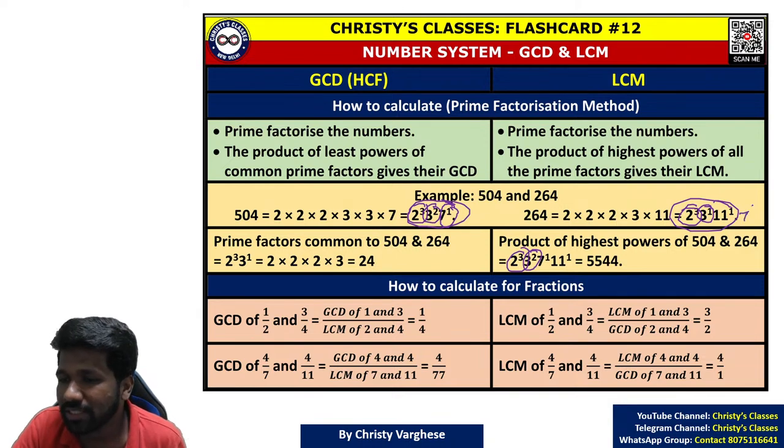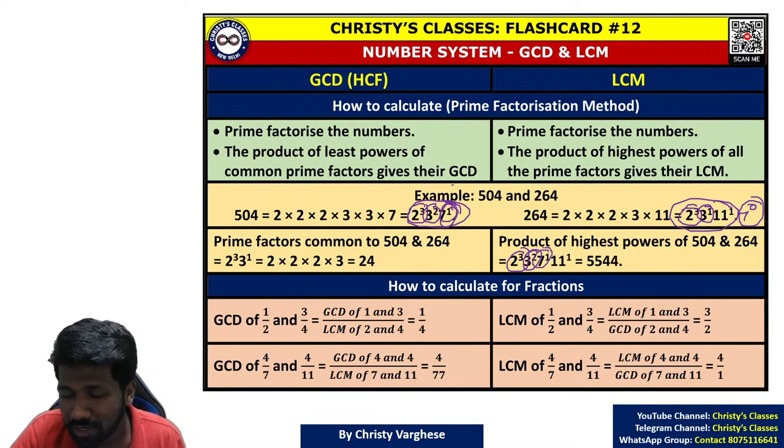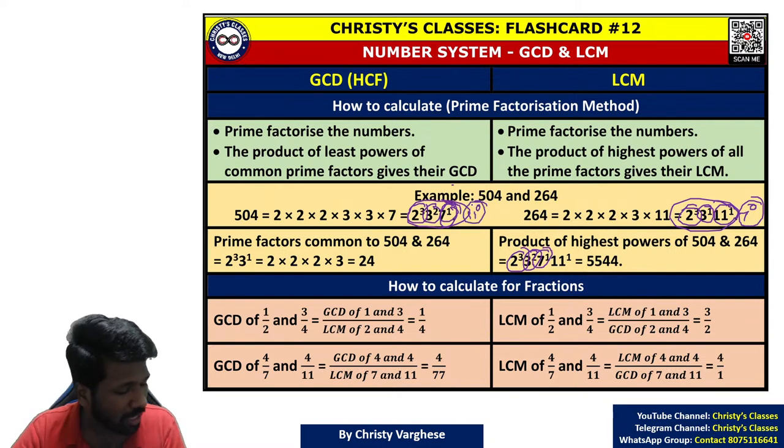is not there. But 7 raised to 0 is 1. So consider 7 raised to 0 here and 7 raised to 1 here. So the highest power is 7 raised to 1. Similarly, 11 raised to 1 here, and you can consider 11 raised to 0 here, because any number raised to 0 is 1.